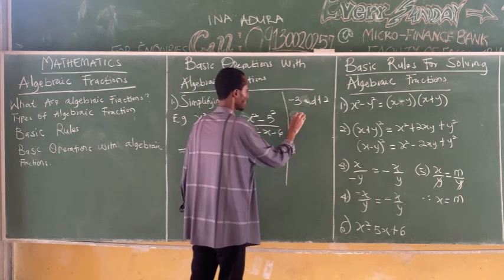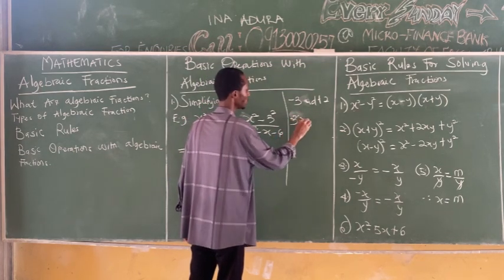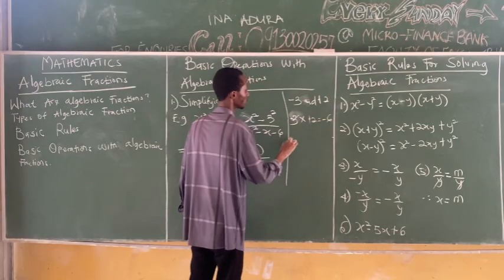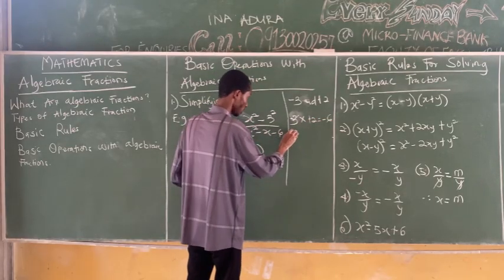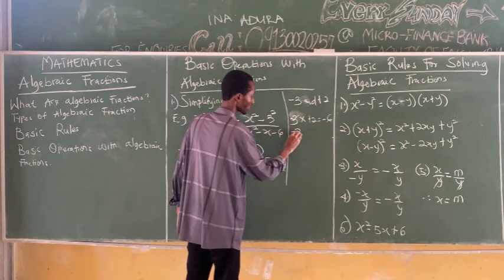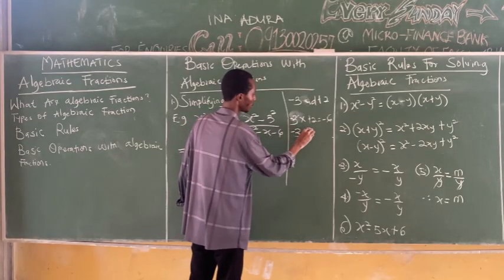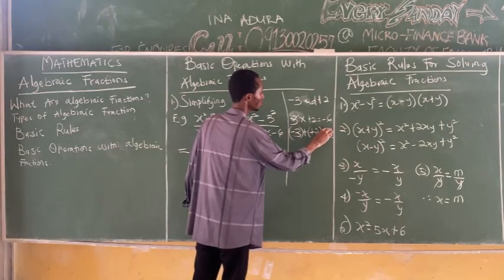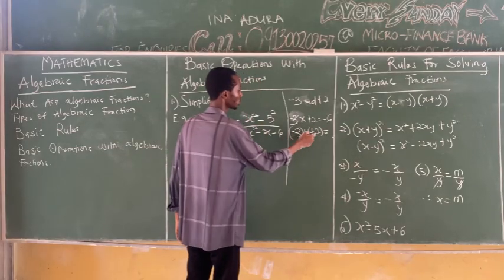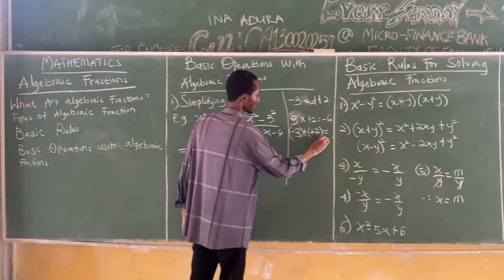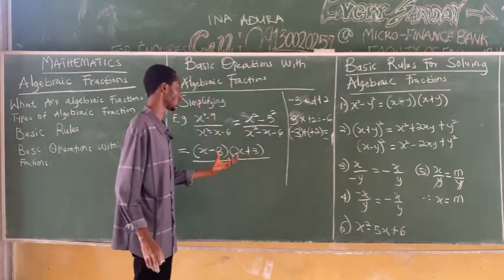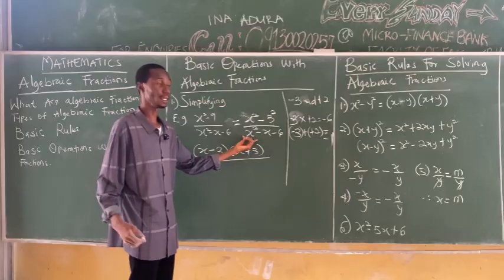We have minus 3 times plus 2. This will give us minus 6. And we have minus 3 plus minus 2. This will give us what? Minus 1. Therefore, it satisfies the condition we stated earlier.